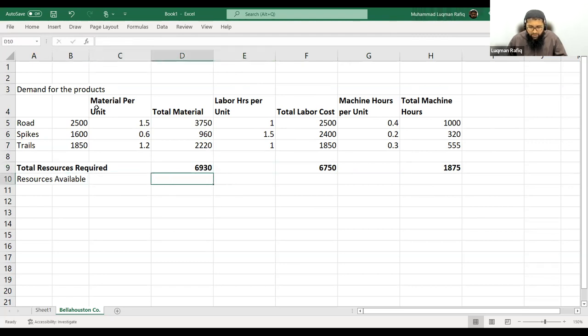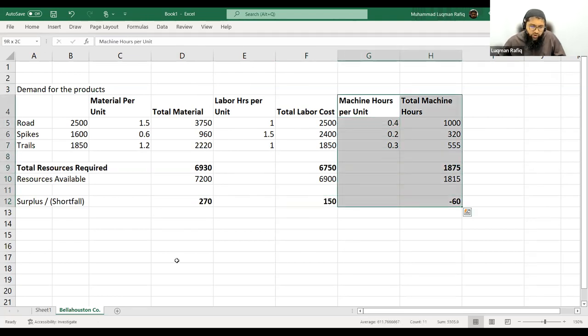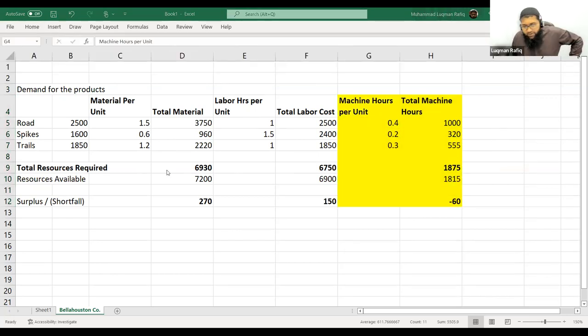Now, what are the resources available? It's basically 7,200, 6,900, 1,815 hours. Surplus or shortfall: surplus is going to be this minus this, or shortfall. So here we need to see if we have a surplus or a shortfall. So total machine hours is going to be the scarce resource, the limiting resource.